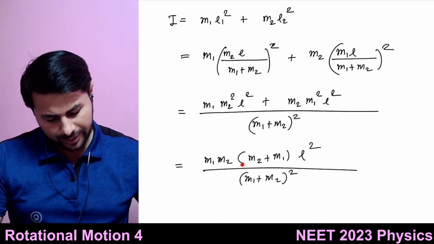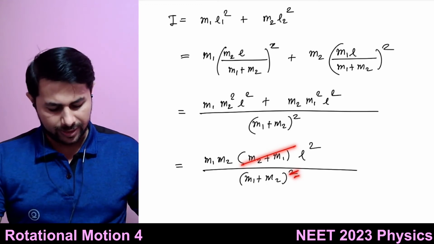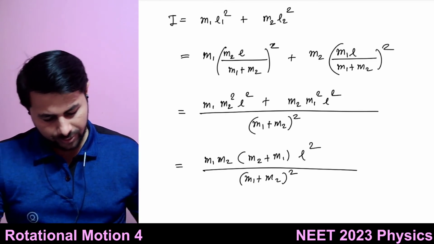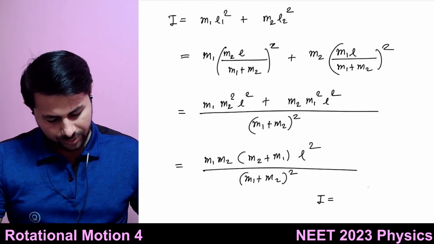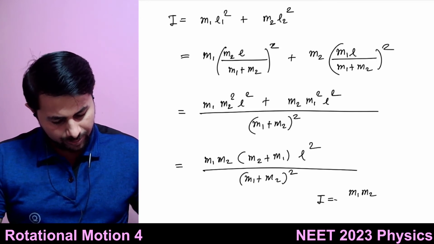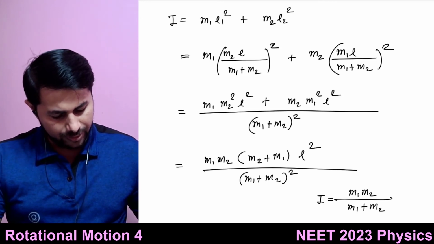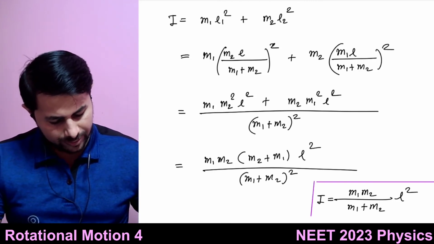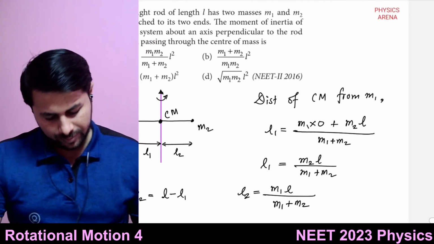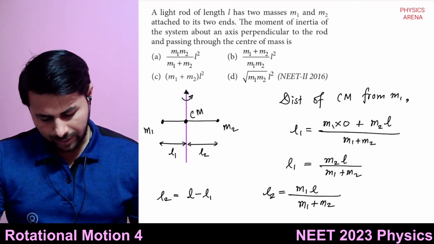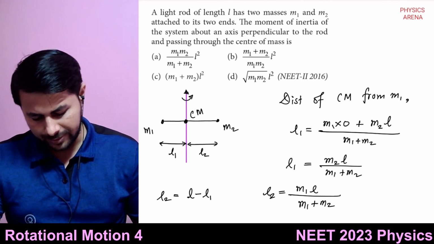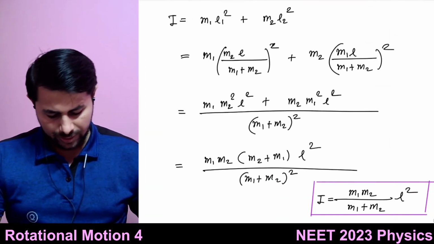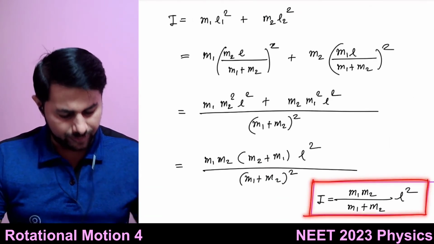So you can see this thing and this square get cancelled. I mean, there will be m1 plus m2 left in the denominator. So you get moment of inertia I equals m1 m2 upon m1 plus m2 multiplied by L square. So this is the formula that you get. Okay, so m1 m2 upon m1 plus m2 L square. Option A.